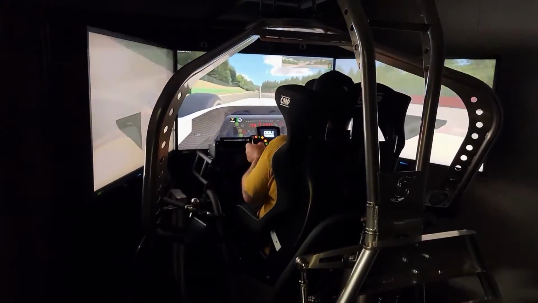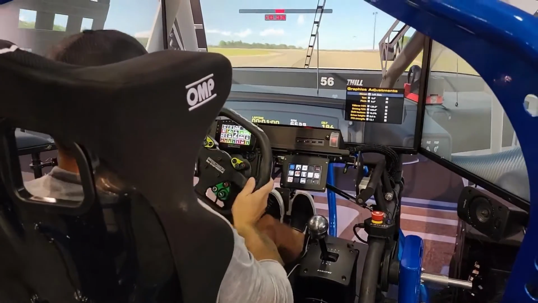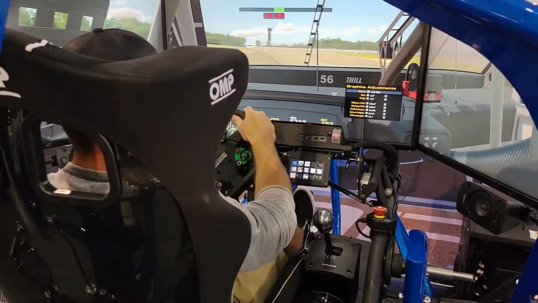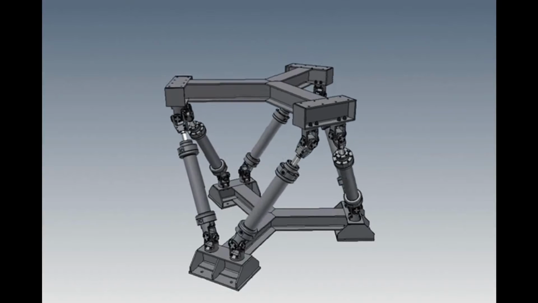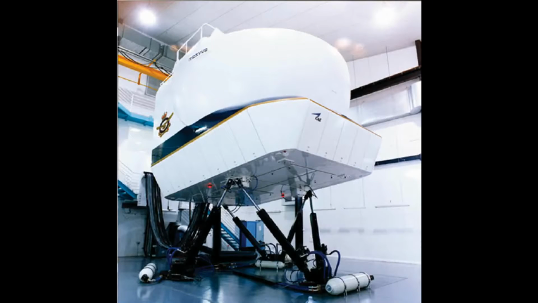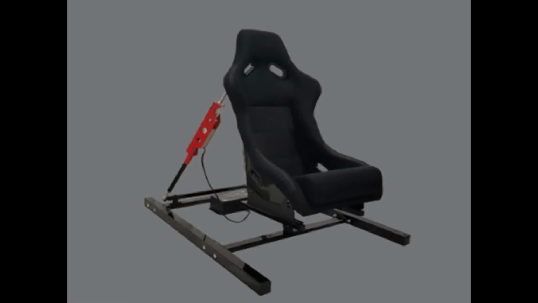Full body feel, or motion simulation. Motion simulation has been around since the early 1950s. The Stewart platform, the hexapod, was invented back then for aviation. And there's a whole lot of other approaches out there on the market, some of which just move the seat around, leaving the steering wheel and pedals and the cockpit ultimately stationary.